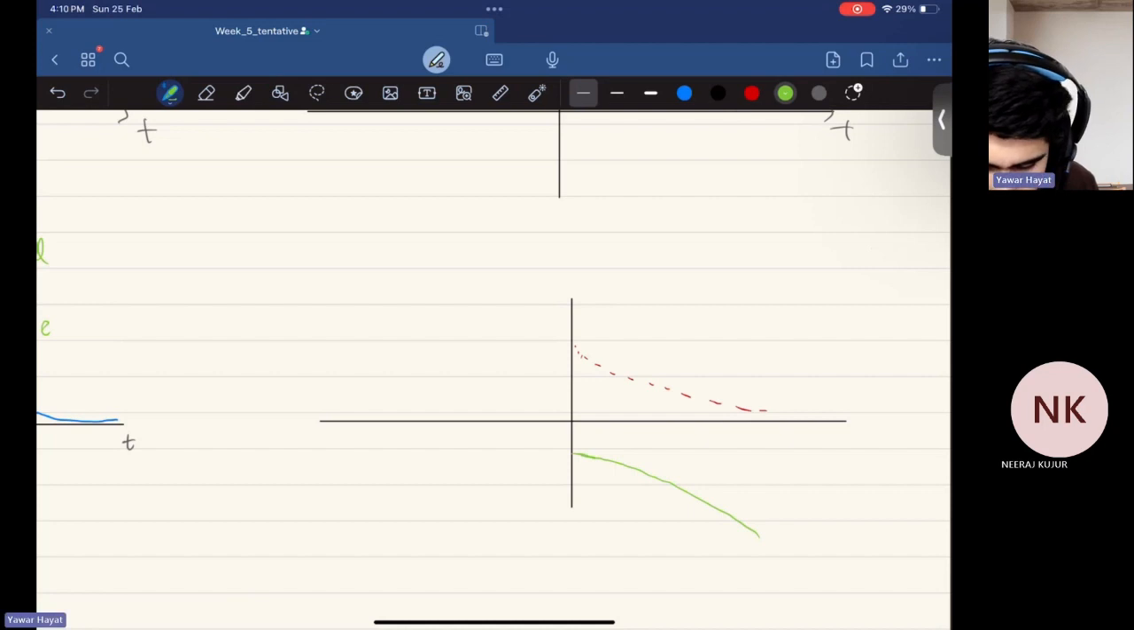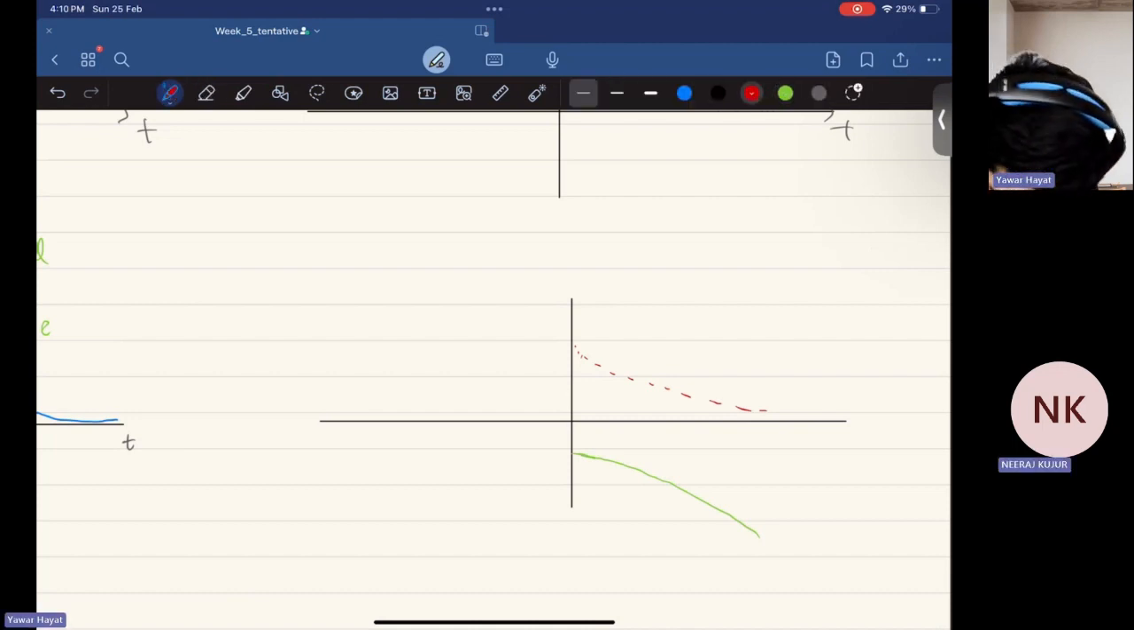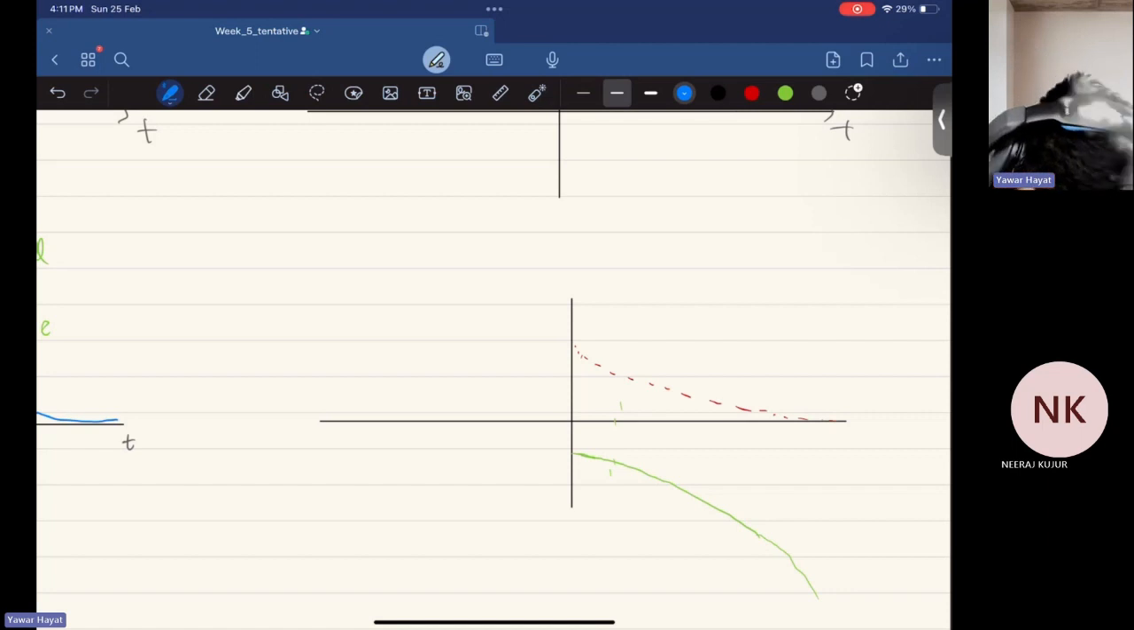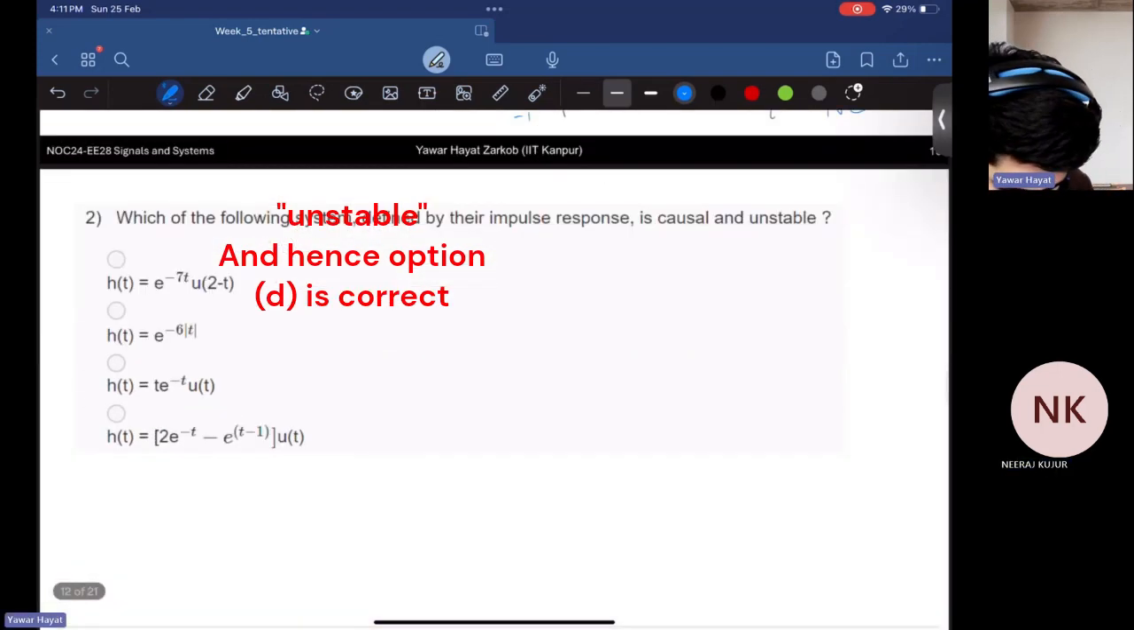Then we'll need to add both. When you add both, this one is converging, which you can readily see, and this one is diverging. This will start dominating as t passes, and hence the system is unstable. Causality was already taken care of by u of t. So this is causal, but unstable. Okay, so this one is done.